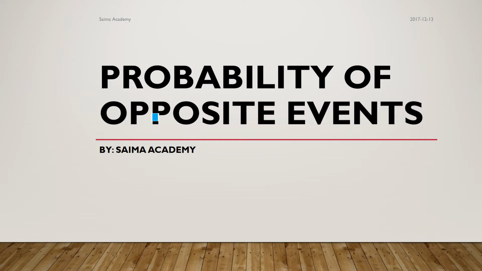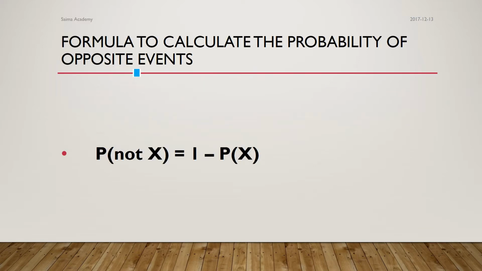In this lesson, I will explain to you how to calculate the probability of the opposite events. And the formula to calculate the probability of the opposite events is probability not x equal to 1 minus probability of x. And I will explain this concept with the help of a few examples.